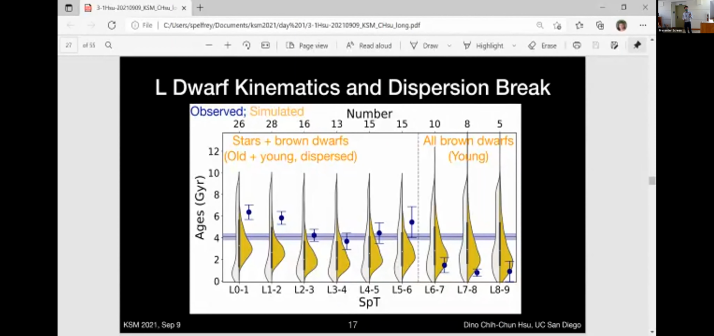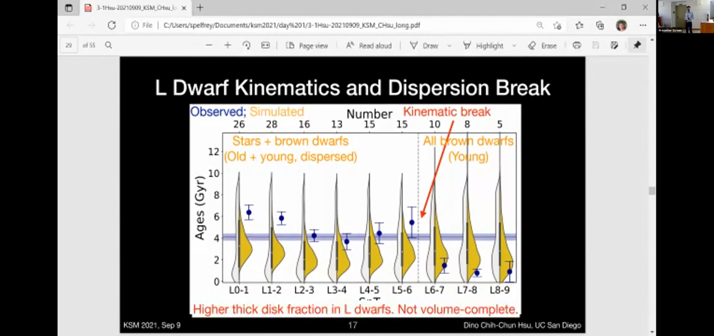There's a break around L6, and we think this kinematic break is because of the end of the stellar main sequence, which is another interesting discovery. However, the sample here is about 40% complete, or maybe 30%, so we need a more complete sample to make sure that is true. And here's the summary.